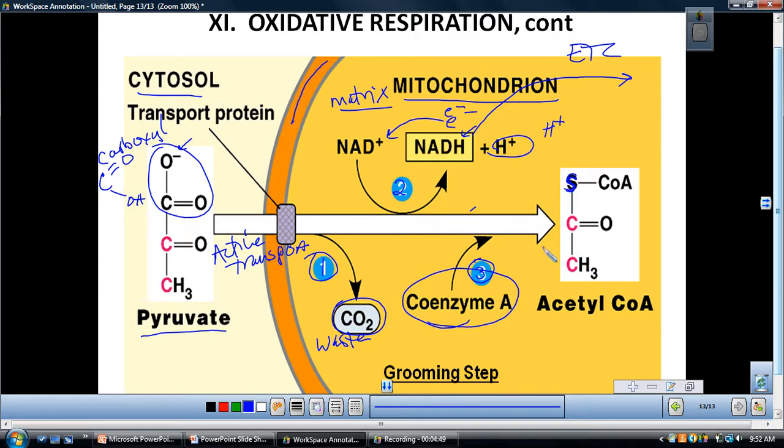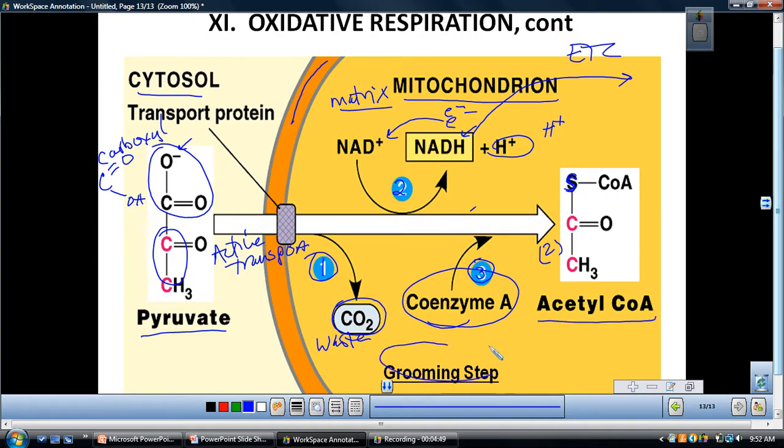If you want to know why this is 2-carbon, remember, we lost a carbon over here as carbon dioxide, so that comes off. We now have a 2-carbon molecule. You can see it in pink. That 2-carbon molecule bonds to this coenzyme A, the sulfur-containing enzyme, to become acetyl-CoA.